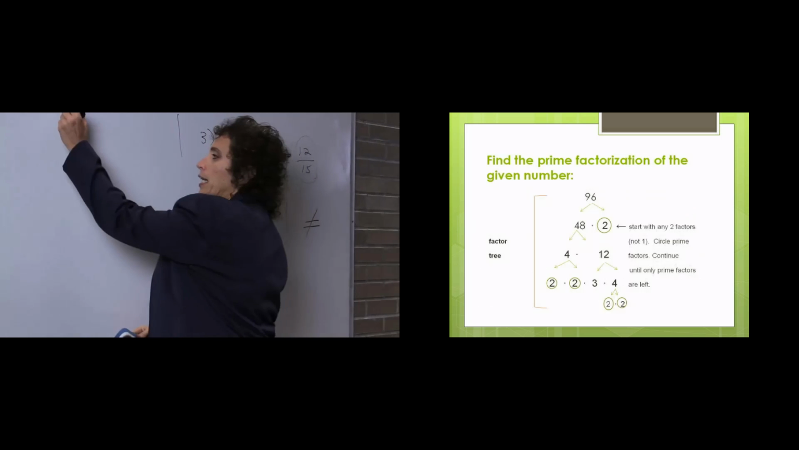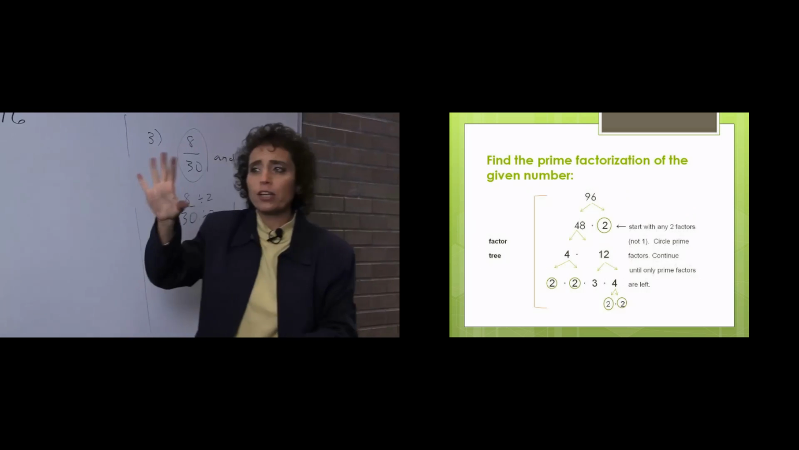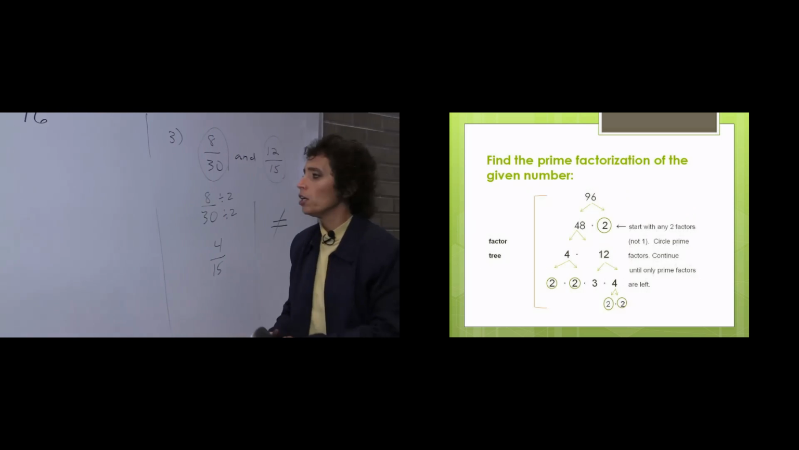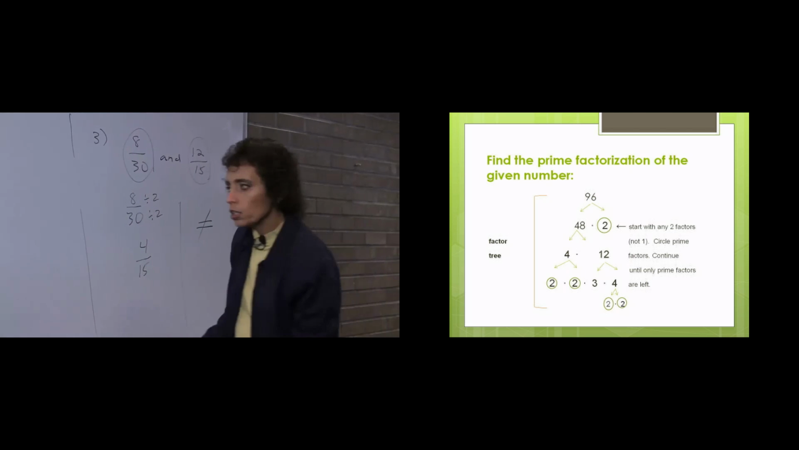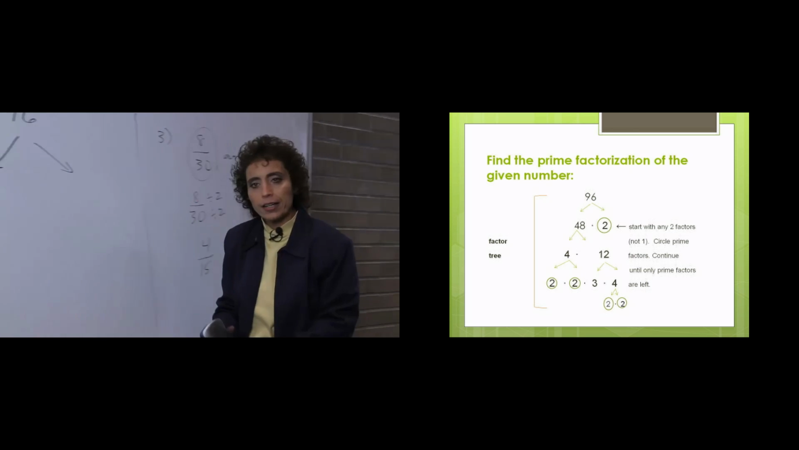Let's take the number 96. Now you see one on your screen. I'm going to do it different. They started with the factors 48 and 2. I'm not going to start with those factors, but I'm going to show you that we get the same answer. Okay, watch. Here's my tree. It's growing.